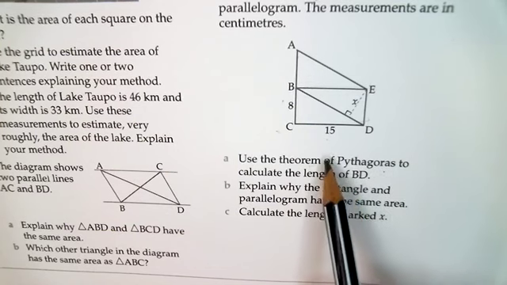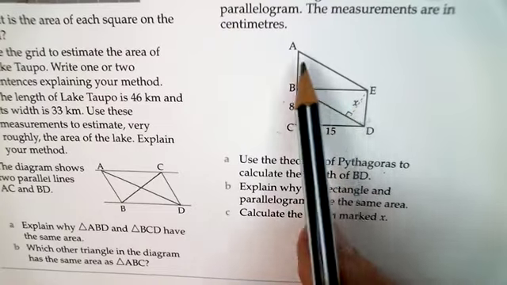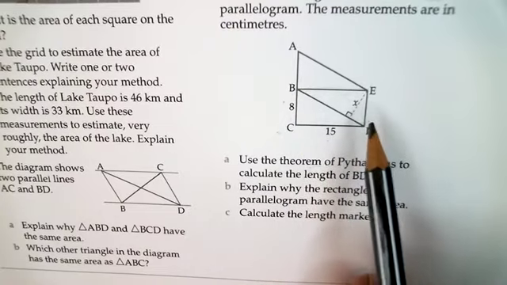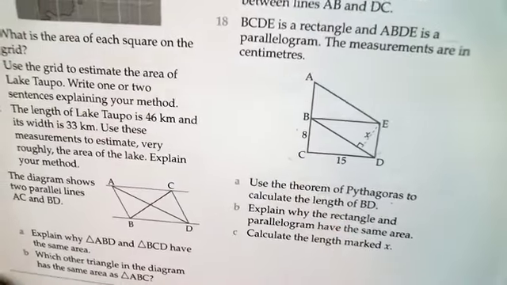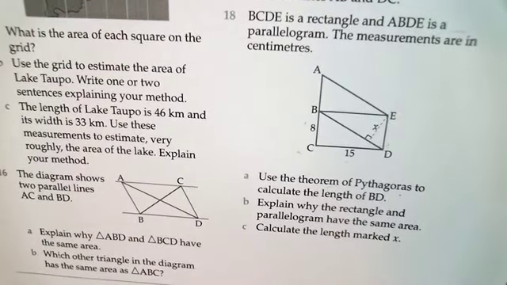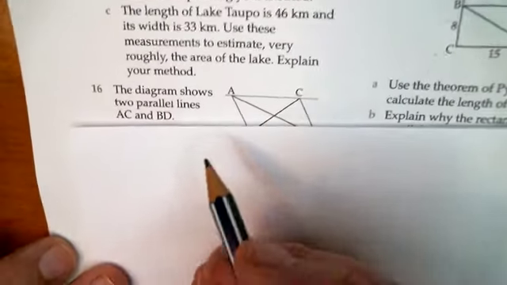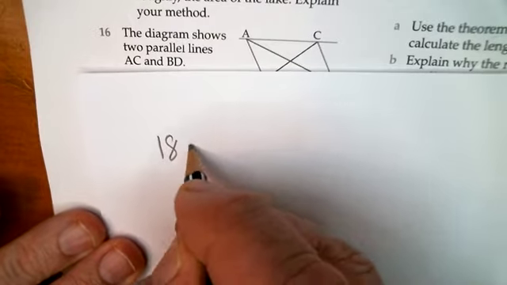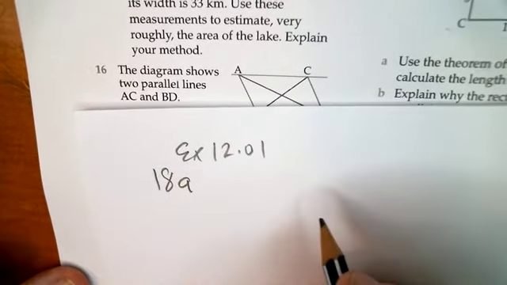Now, I always find it best to just strip away all the lines, angles, and letters we do not need, and just concentrate on the bit that we do need. So really, we're looking at just one triangle here. So here is 18a, so I'll rewrite this out. This is 18a, and this is exercise 12.01 from Gamma.